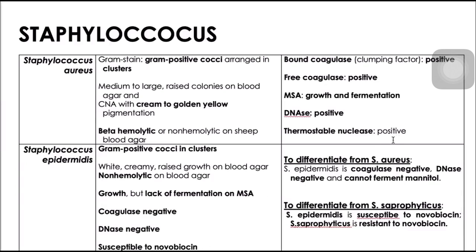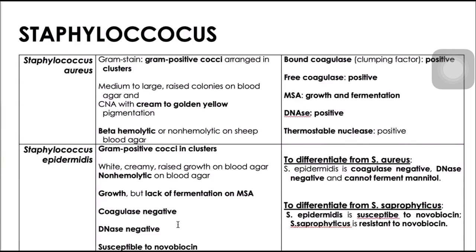So to differentiate Staphylococcus epidermidis and Staphylococcus saprophyticus from your Staphylococcus aureus, they are coagulase negative, they are DNase negative, and they cannot ferment mannitol. To differentiate naman epidermidis from your Staphylococcus saprophyticus, we are using nga po novobiocin, wherein saprophyticus is resistant to novobiocin, while epidermidis is susceptible to novobiocin.